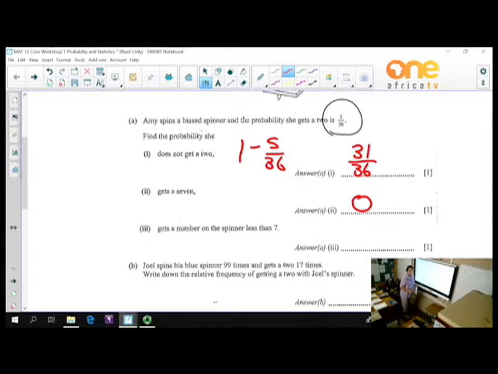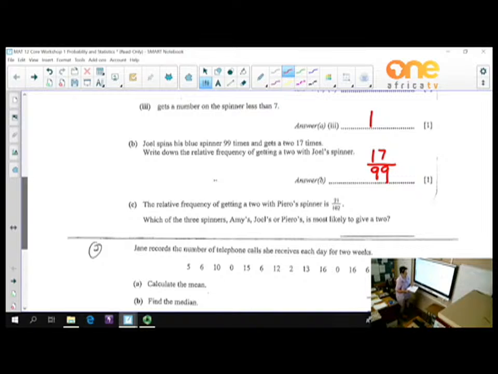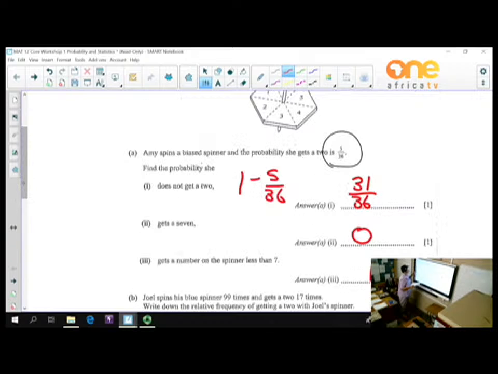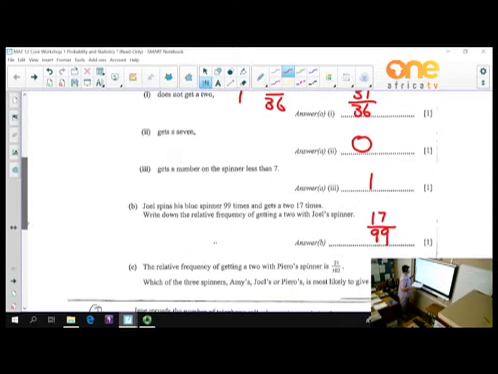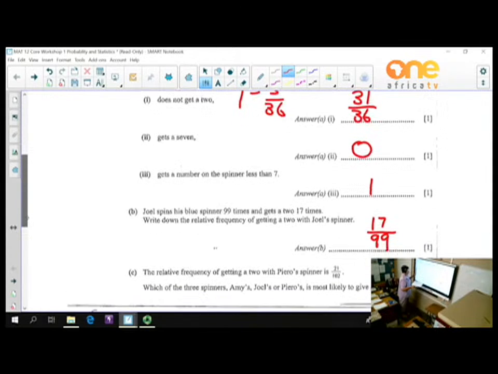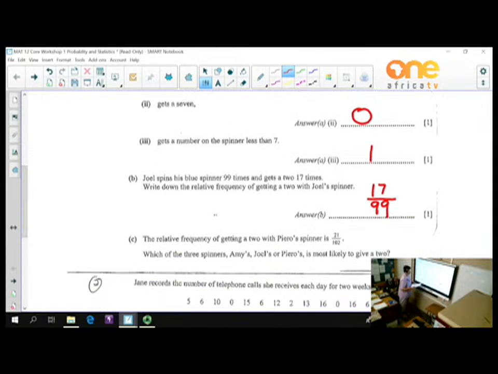Less than 7, most likely to give it 2. Now to do that, we have to compare them, and we actually have to change them all to decimals. So let's go back to that one. Amy, 31 out of 36, 17 out of 19, and then 21 out of 102. So I changed them all to decimals. This one is 0.20588.